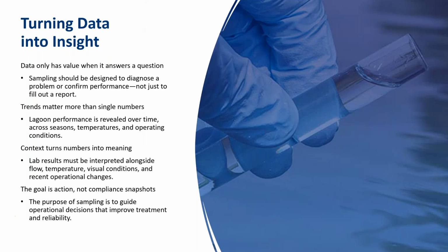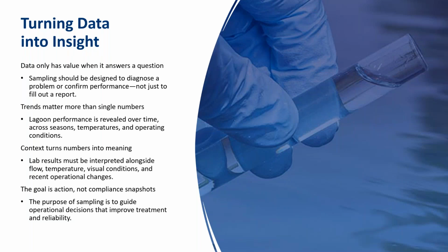So, data only has value when we can use it to answer some questions. So yes, we need to collect that effluent data. We need to put that in our DMRs. We need to submit that and make sure that we're not in violation of our permits. But we also need to use that data as a tool to run our wastewater plant better. So when we start to design our sampling, we can use that sampling plan to help diagnose problems and different performance issues as they arise, and then not try to scramble and figure out how to sample to figure out a problem later on.